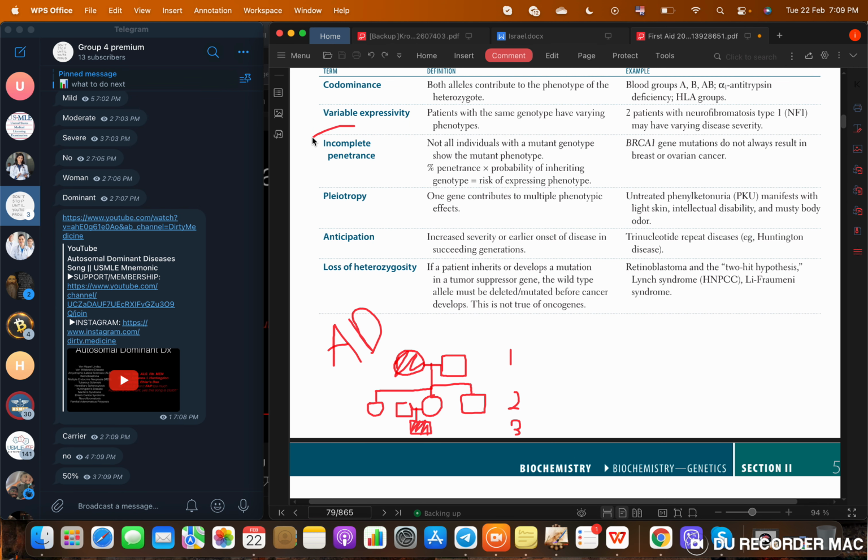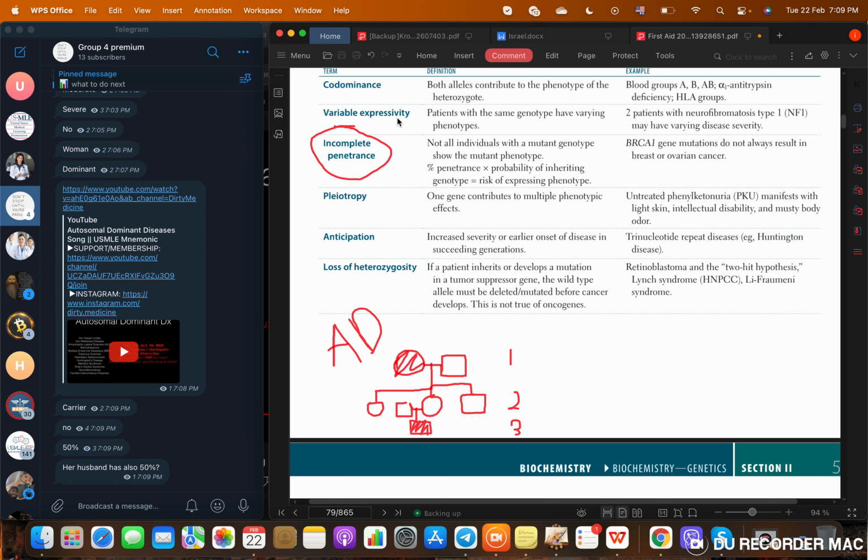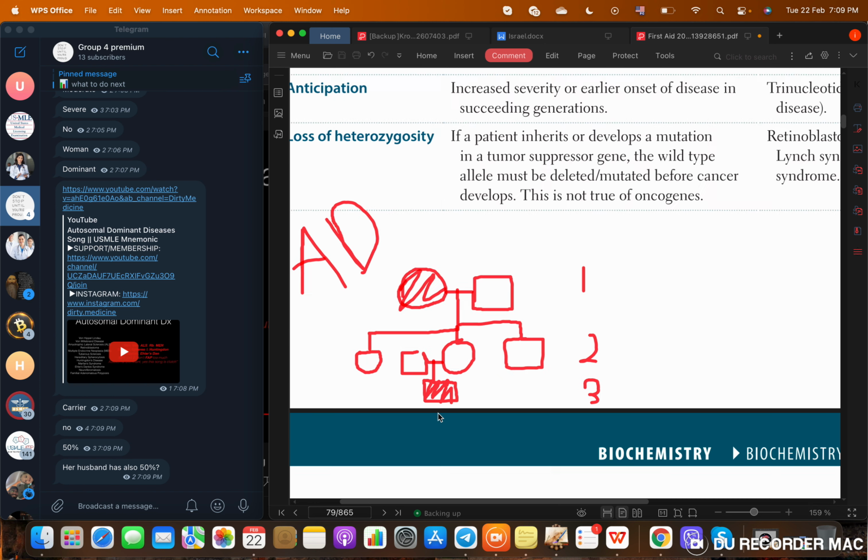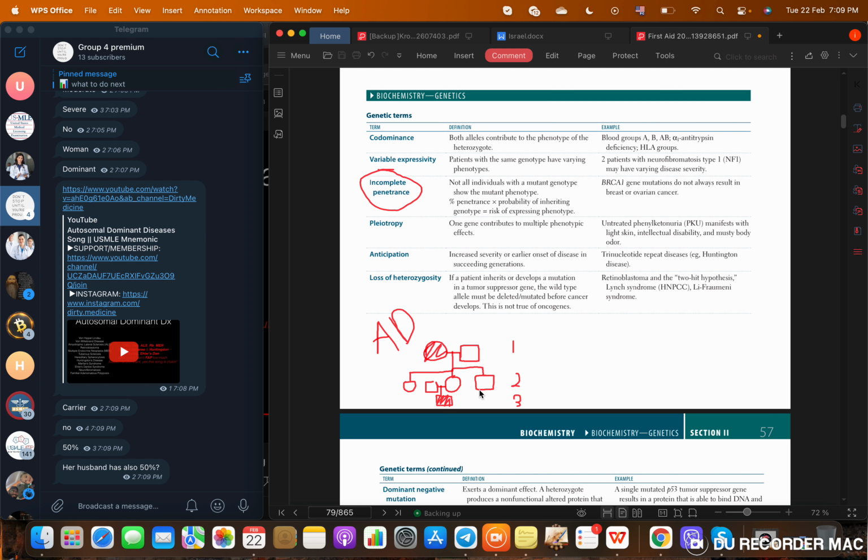The answer is incomplete penetrance. So it's individuals who have the mutant genotype but do not show a mutant phenotype. Okay? Yes, absolutely. So there is a 50% chance the baby is going to be healthy or affected.